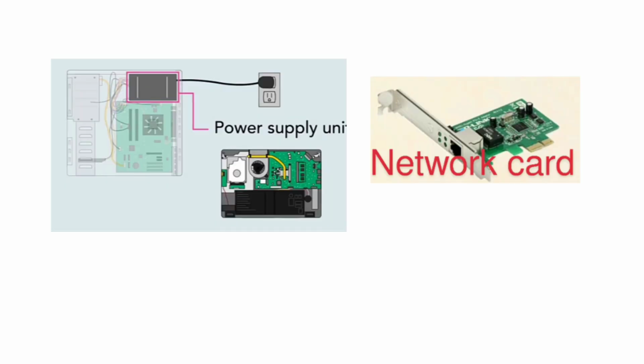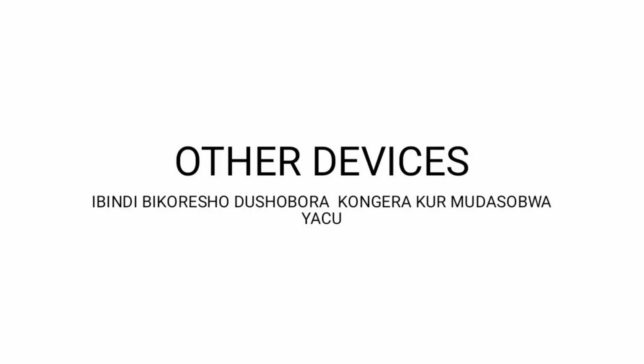So we have a power supply. When we connect our computer, the power we get in our computer comes from the power supply unit. Another one, we have the network card. The network card we have seen in the above paragraph.